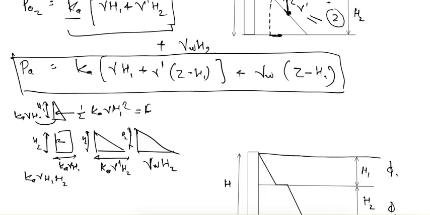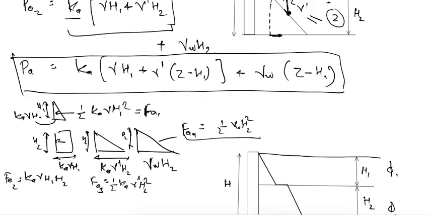So if this is Fa1, that is force 1, this is force 2, here it would be half Ka gamma dash H2 square. This is the third force, and due to water it would be Fa4 equal to half gamma W H2 square. So we know the four forces and we know their CGs also. For a triangle it would be H by 3 from the base. So we can find out the resultant force, or the resultant location of the force.